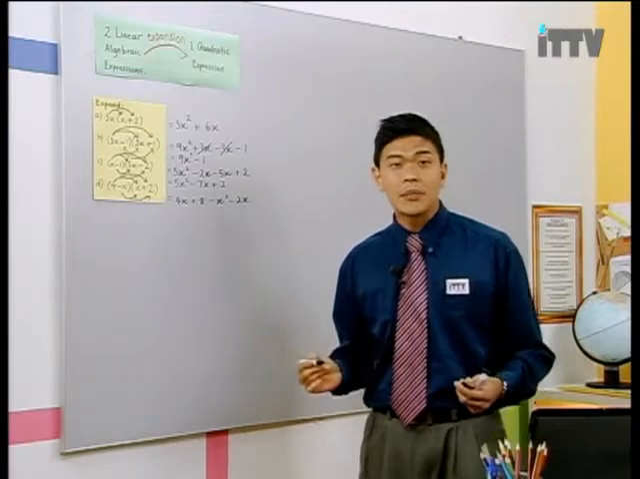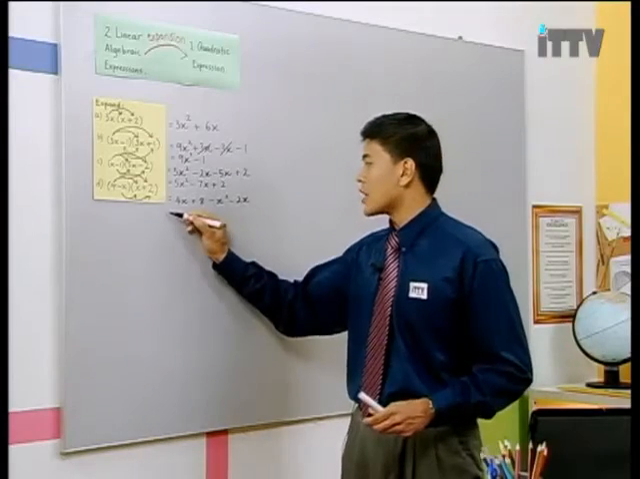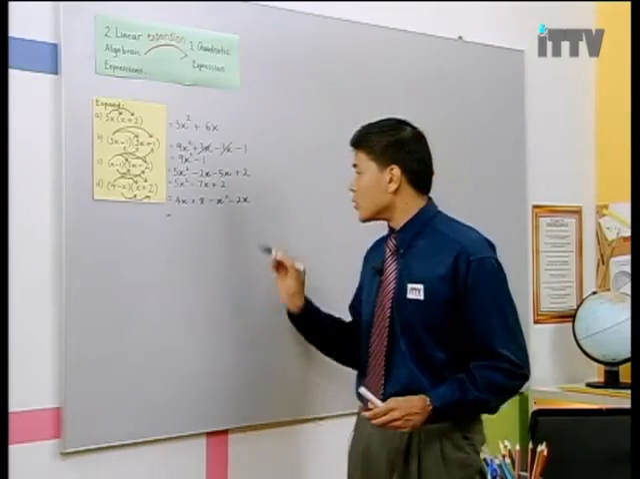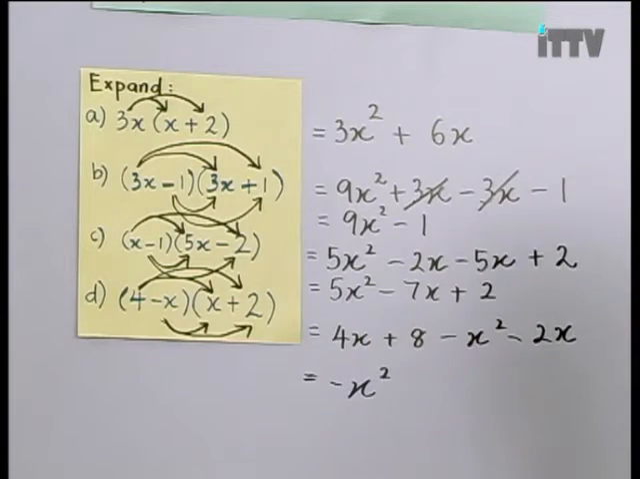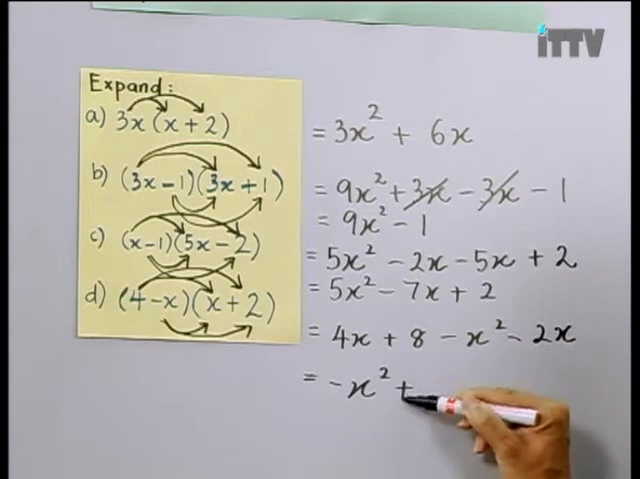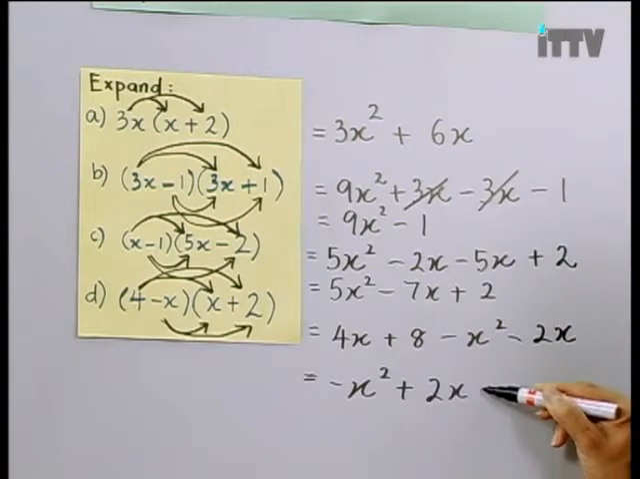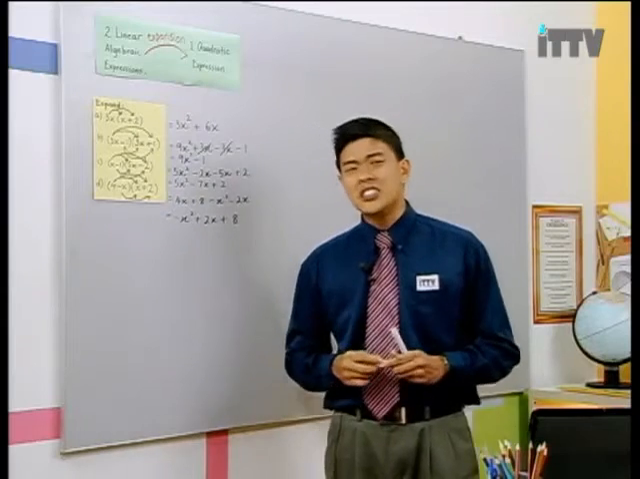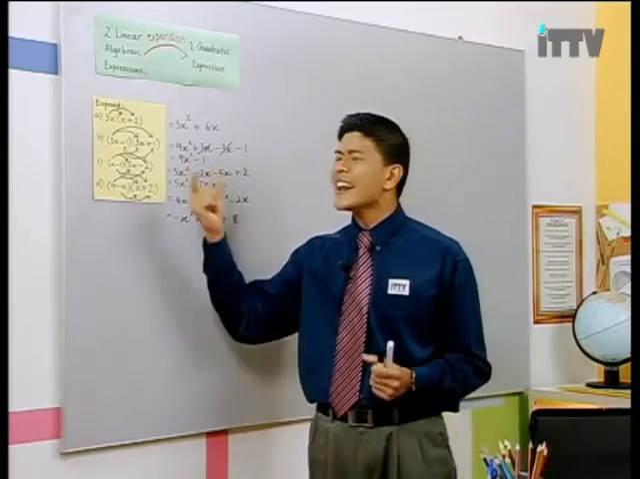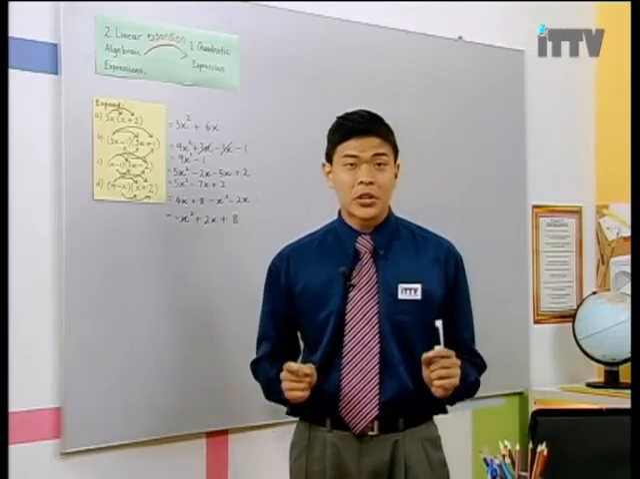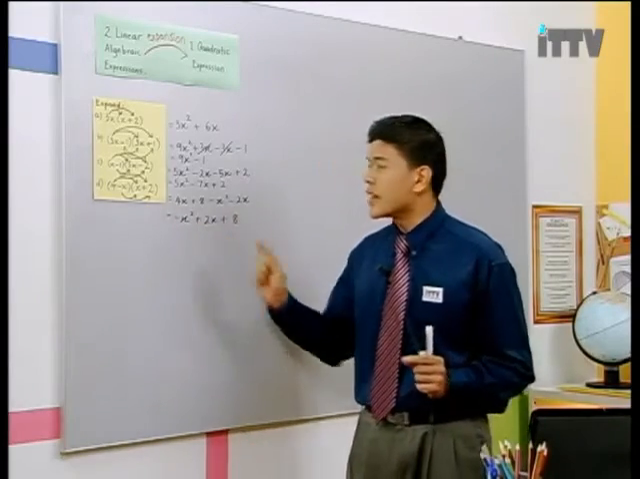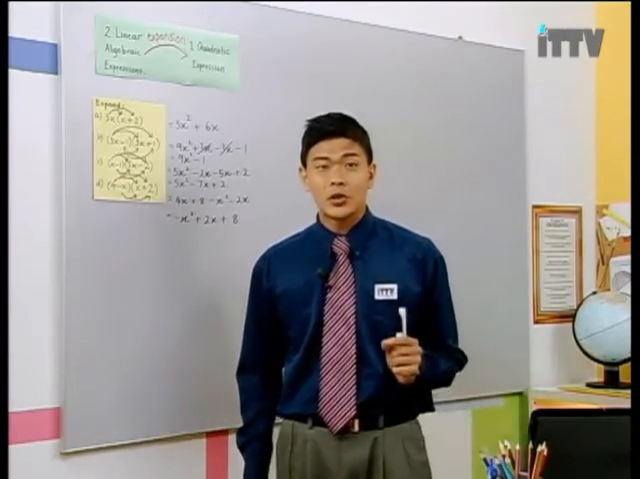Okay, and then simplify, and always put the quadratic expression back in the general form, which means that the x squared has to be first, followed by the variable x. So 4x minus 2x, positive 2x, and positive 8. So all these are the result of expanding any two linear expressions, and the result is always a quadratic expression, which means one of the variables will definitely have an index of 2.